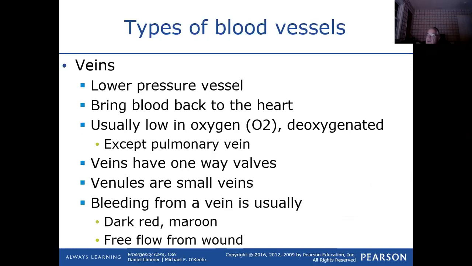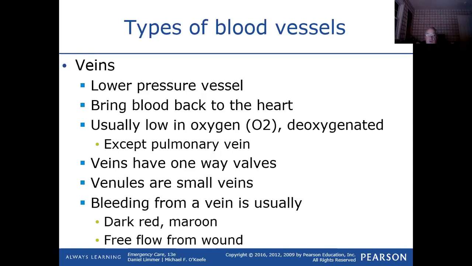Veins, we said, are lower pressure vessels. They bring blood back to the heart. They're usually low in oxygen. So the term for low oxygen is deoxygenated blood, right? Did you hear me keep on saying deoxygenated means low oxygen? The only vein that's high in oxygen is the pulmonary vein, because the pulmonary vein starts at the lung and brings blood back to the left side of the heart. Since it's coming from the lungs, it just got fresh oxygen. Veins have one-way valves because they're low pressure, so they have to make sure blood only goes in one direction.